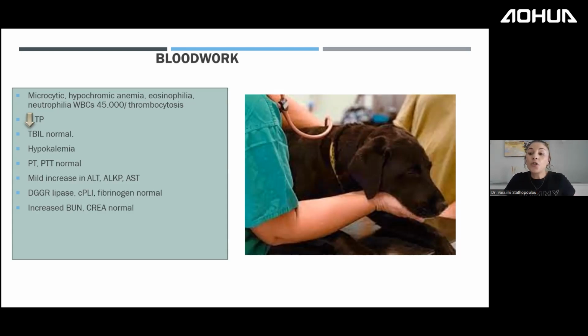I want you to pay really close attention to these, the DGGR lipase and the cPLI and the fibrinogen. These were normal, and I'm going to tell you later why I'm highlighting these three. So we have DGGR lipase normal, cPLI normal, okay. And increased BUN, creatinine normal, indicative of gastric hemorrhage.